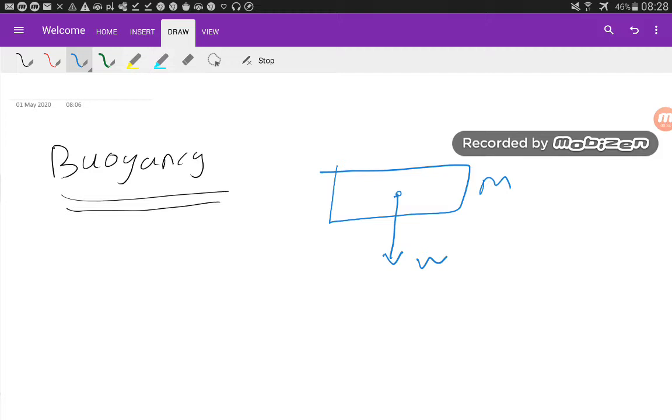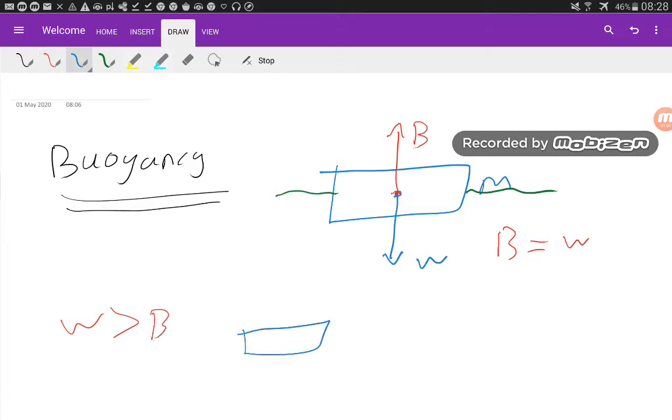By Archimedes' rule, when any object is on the water, there is an upward force on the object, which we call buoyancy. If the object wants to float, buoyancy must be equal to weight. Otherwise, if weight is higher than buoyancy, what will happen? The object will sink. So we don't want that. We want our vessel to float all the time, so buoyancy should always be equal to weight.